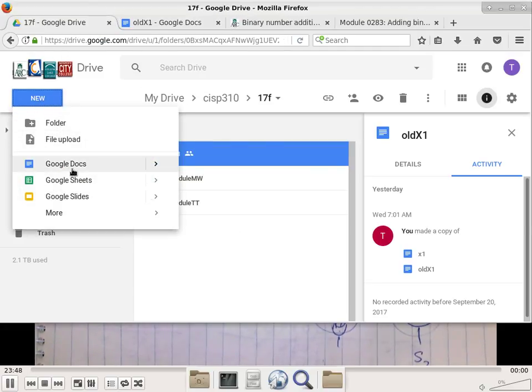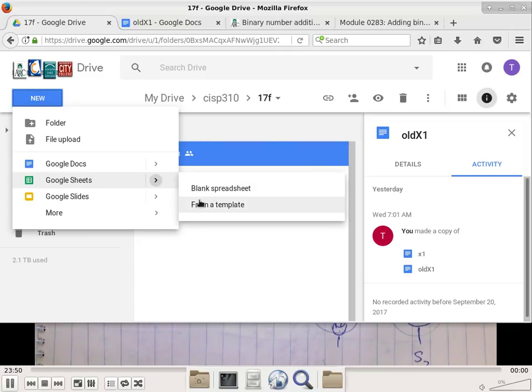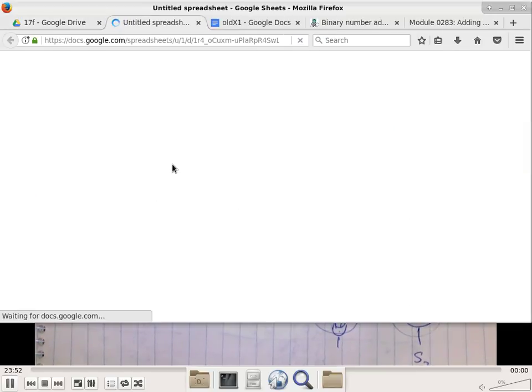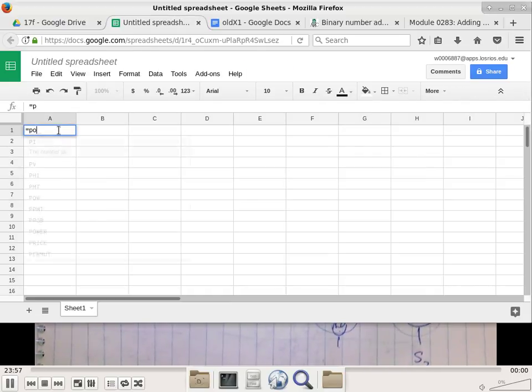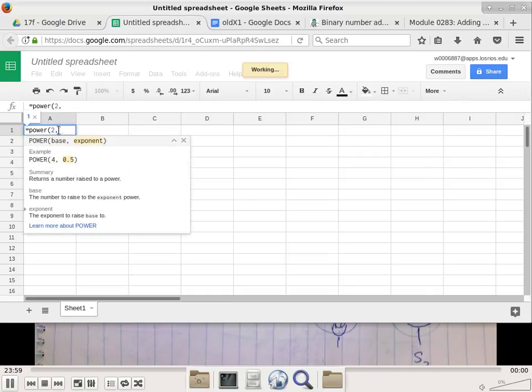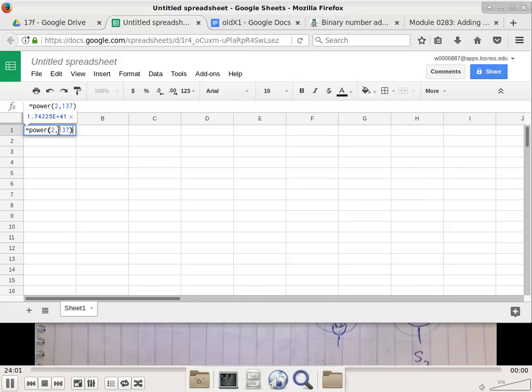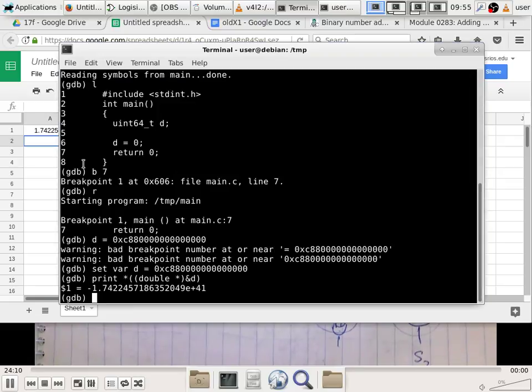I'm going to use a spreadsheet to do the calculation. So now we can just say equal power 2 to the power 137, and right there 1.74225 times 10 to the power 41, and then we double check this one. Yep, well, we just got more precision here. In other words, I just verified that my answer is correct.